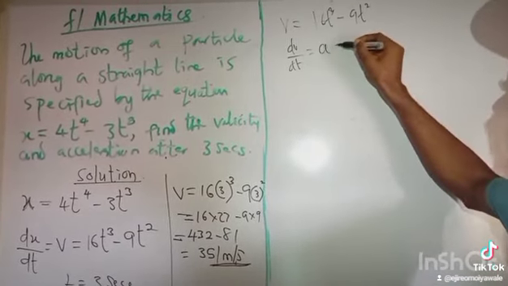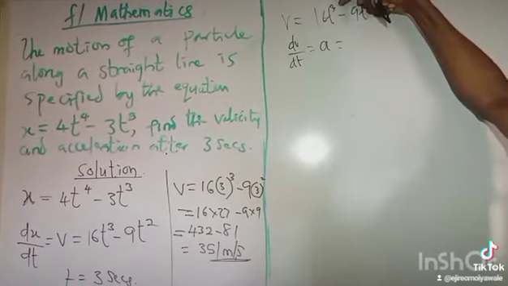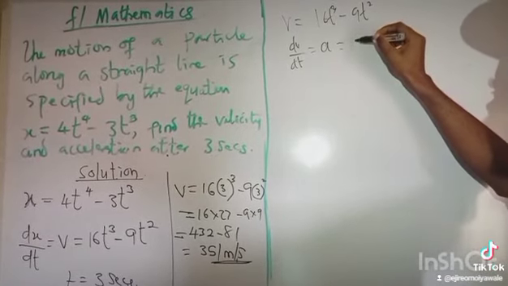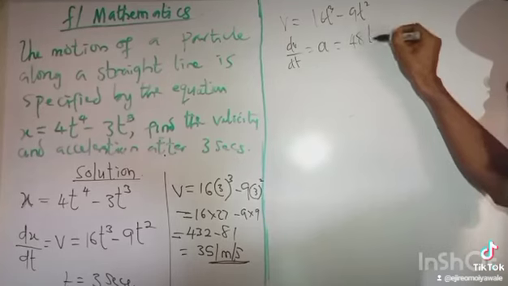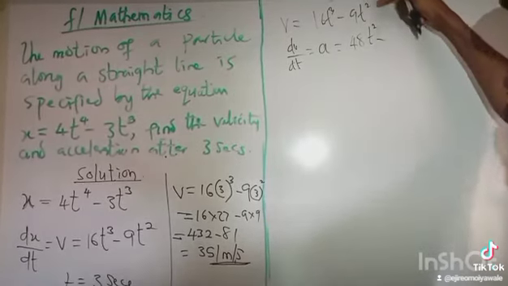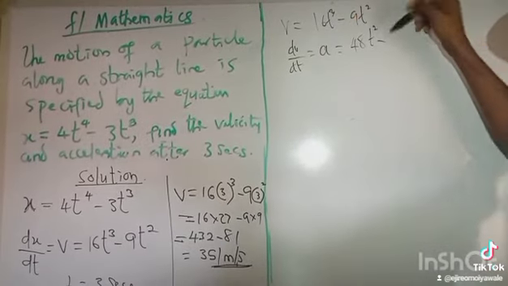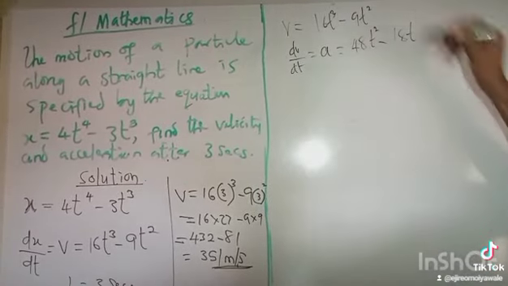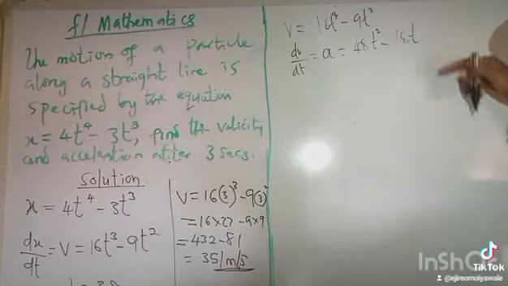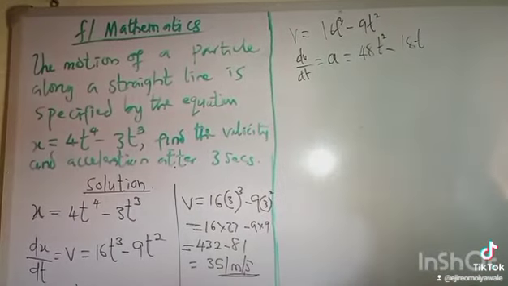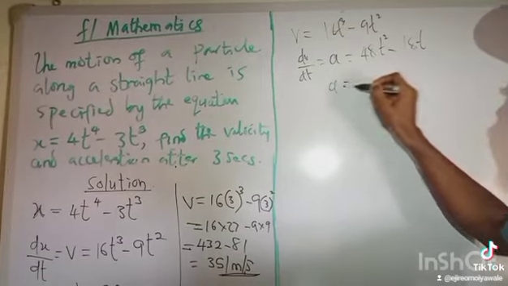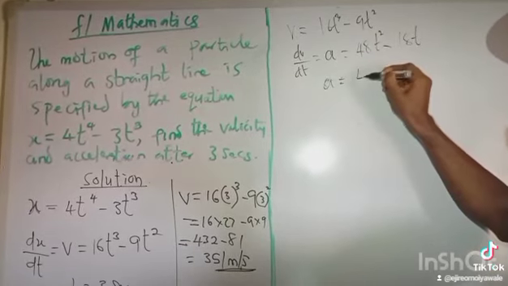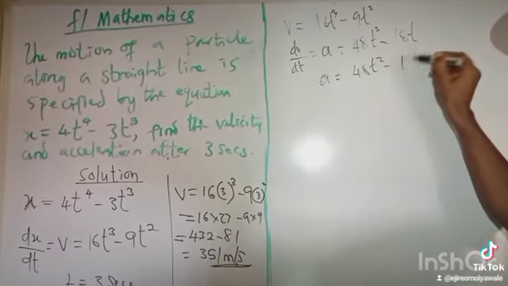I'm going to take the 3 to the front and remove 1 from the power. So it's going to be 3 times 16, which is 48t^2, minus, bring the 2 to the front and remove 1 from the power. That's going to be 18t, because 2 minus 1 is 1, so that's t to the power 1, which is t. So my acceleration equals 48t^2 minus 18t.